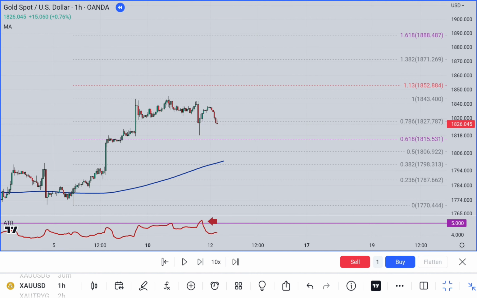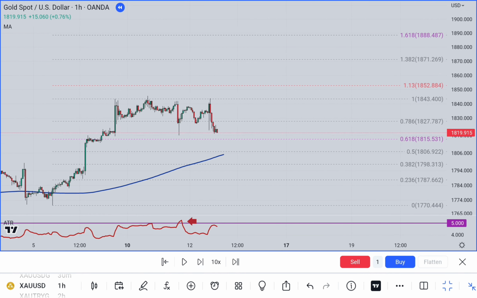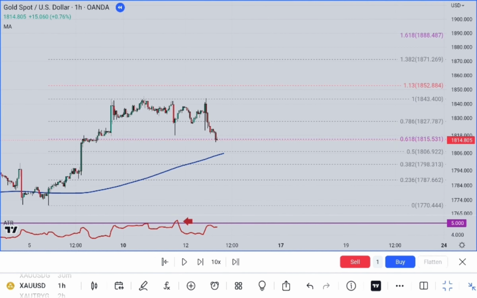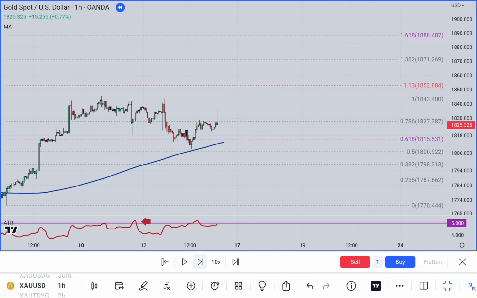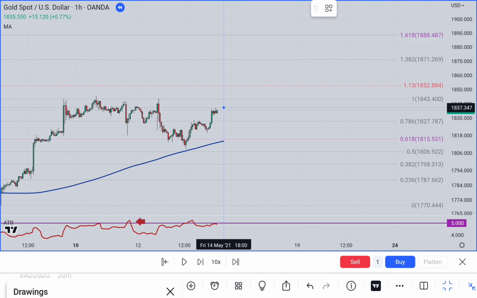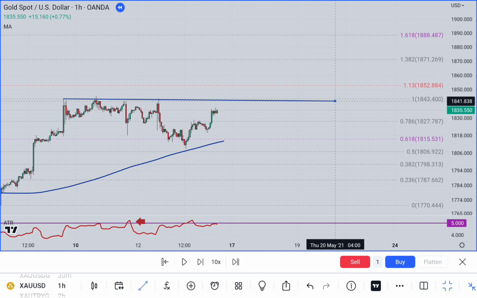Let's continue where we left off. We are still waiting for a suitable formation to enter the trade and to increase our success rate. We draw a resistance line from the top point towards the right. We will enter the trade when both ATR crosses above 5 and the price closes above the resistance line.